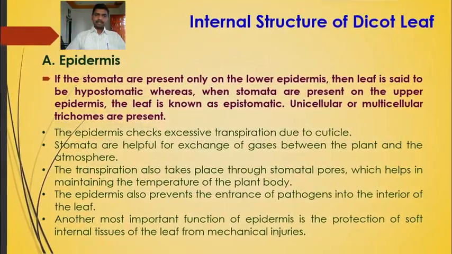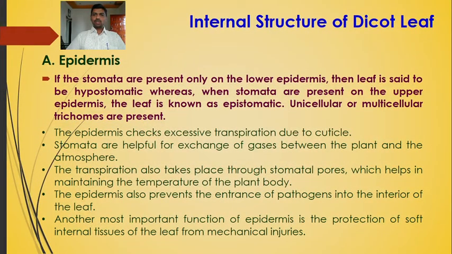Next, if the stomata are present on the lower epidermis, then the leaf is said to be hypostomatic. Hypo means below. So if the stomata are present only on lower epidermis, the leaf is said to be hypostomatic, whereas when stomata are present on upper epidermis, the leaf is known as epistomatic. Epi means above.